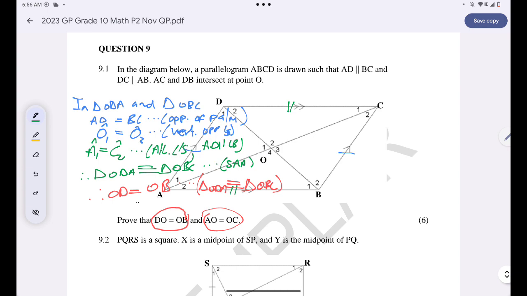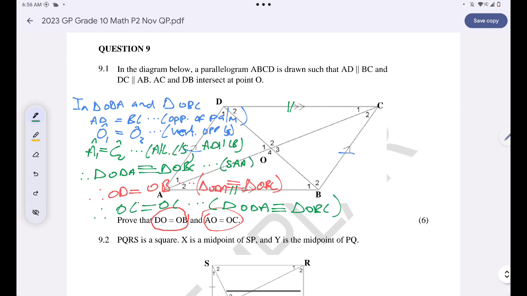because OA is also a part of triangle OTA, I can also conclude that, therefore, OA is the same as OC. No, I nearly started afresh. I'm so sorry. This thing is true because triangle ODA is congruent to triangle OBC. That's how you do it, guys.